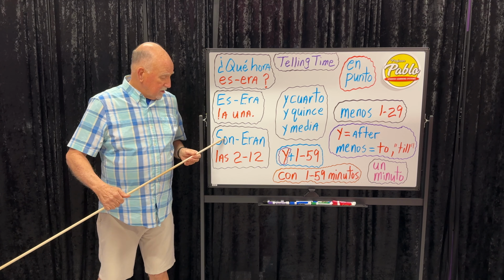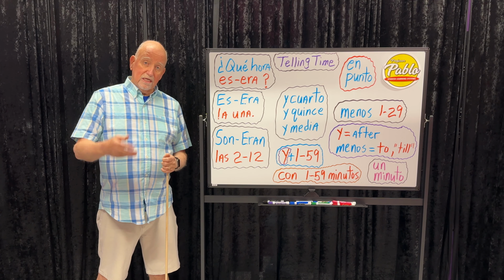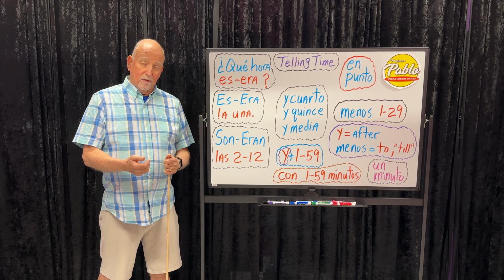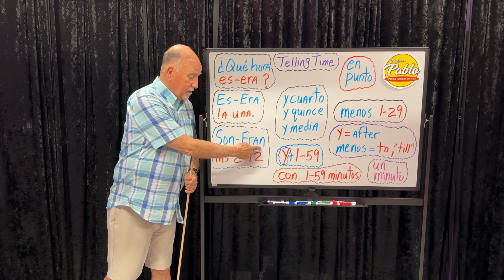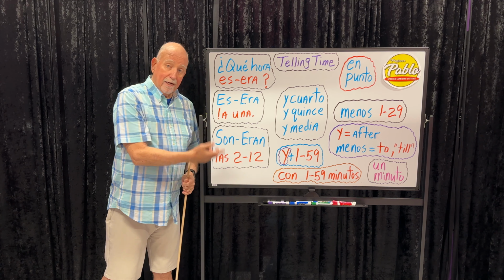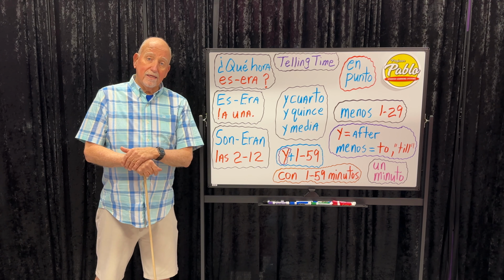To say it's from 2 to 12, an even hour, son las 2, son las 3, son las 4, etc. You want to say it was 2 to 12, you'd say eran with an N, the N factor, plural, eran las 8, eran las 9. It was 12 o'clock, eran las 12.